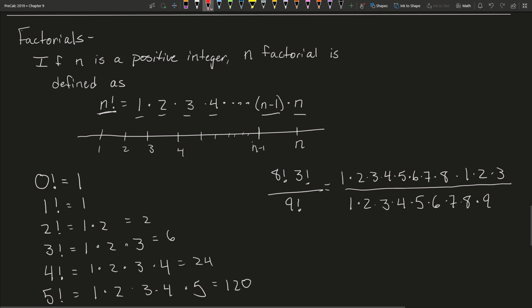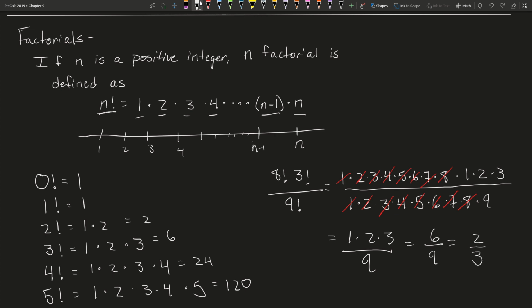And then we can simplify just by canceling out common factors. Everywhere you see something repeat itself, you just cross it out. So the 1's cancel, the 2's cancel, the 3's cancel, the 4's, the 5's, and the 7's and 8's. So then what we're left with is 1 times 2 times 3 over 9, which is 6/9, which is just 2/3. And that would be our answer. So all a factorial is every number up until a given number multiplied together.